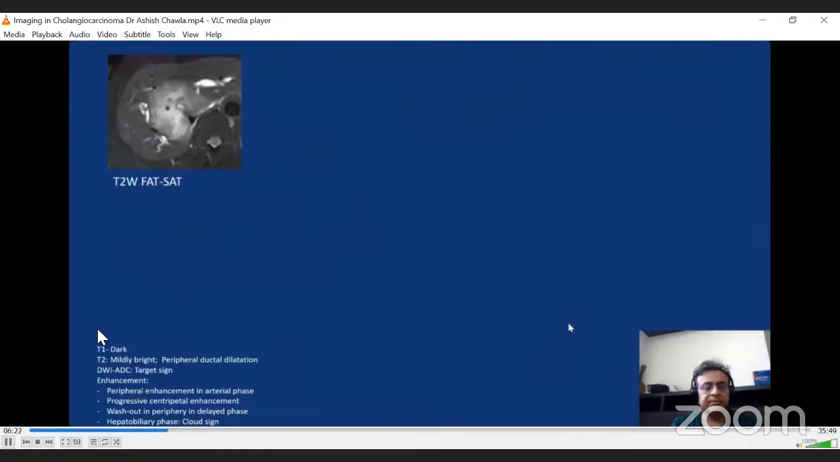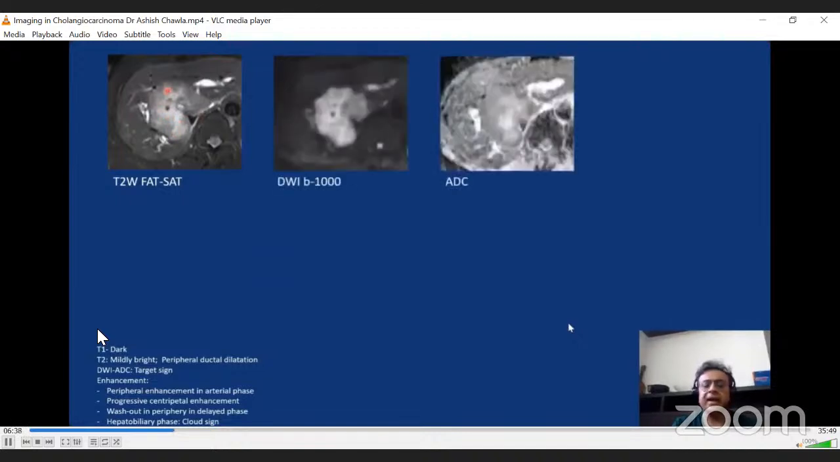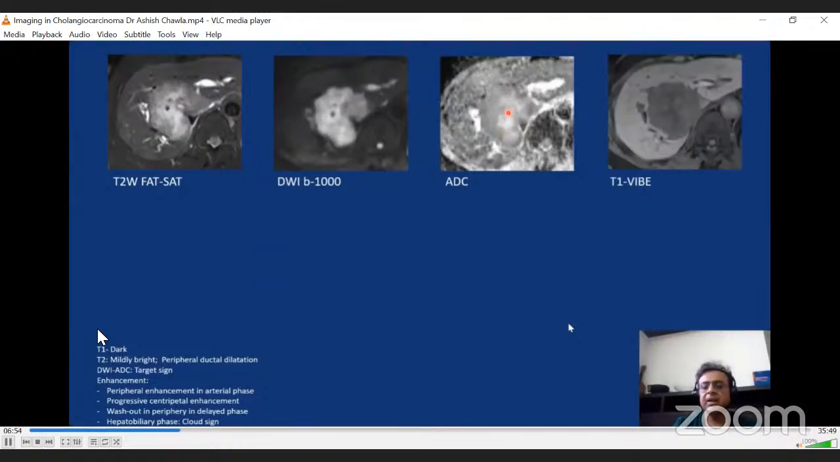In this first case, the T2 fat sat images show a heterogeneous mass in the liver, with heterogeneous T2 bright signal. The central area is brighter, the periphery is not so bright. In the high b-value images and ADC images, clearly there is a target sign, so there is darkness only in the periphery of the tumor, and the central area shows more of a T2 shine-through effect. So the target sign is present.